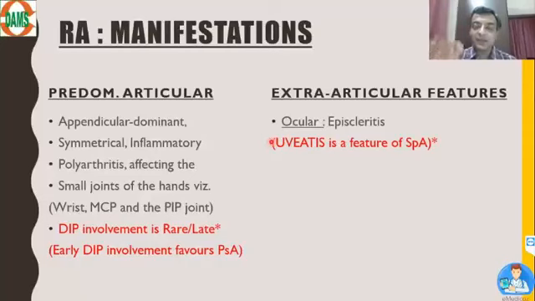We have written one of the secondary causes of Sicca syndrome is RA. So a patient of RA can get episcleritis, can have symptoms of Sicca, but never uveitis. Because if the question is asking you uveitis, it is a feature of SPA, right? That's what we must underline.